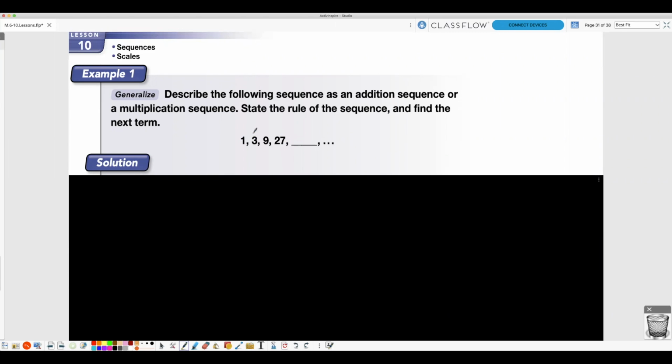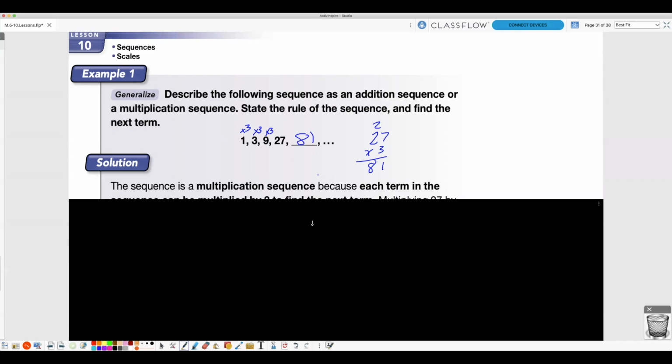So if I look at this, I could say, hey, it's plus 2. Well, I wouldn't be able to plus 2 to that 3 to get to 9, so that's not going to work. So I'm not going to do an addition sequence, but I can see that 1 times 3 gets me to 3. 3 times 3 gets me to 9. 9 times 3 will get me to 27. That means I need to take 27 times 3 to find out what the next term is, and I would get 81. So that means the solution has to be 81.